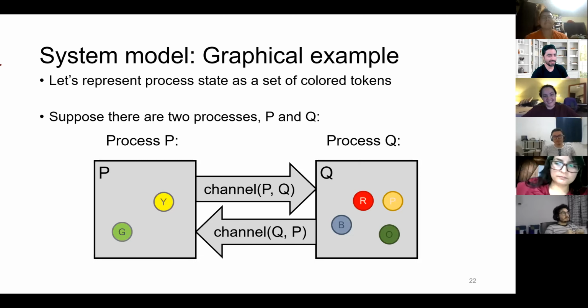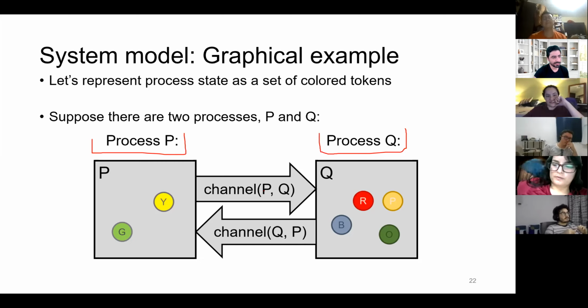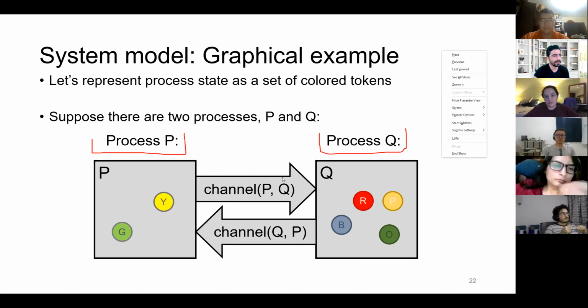Okay, we're going to use this graphical example, which makes it much easier to understand. We have two processes, process P and process Q. We have two unidirectional channels between P and Q. Let's call this channel PQ, which goes from P to Q, and channel QP, which goes from Q to P. So they are unidirectional. It's clear, and we have different events. You can consider these as different events in different processes.